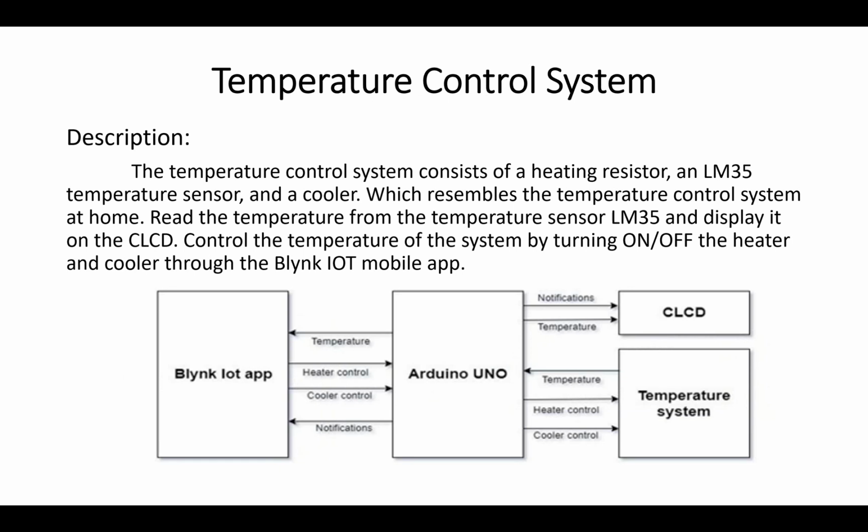Temperature control system. The temperature control system consists of a heating resistor, an LM35 temperature sensor, and a cooler, which resembles the temperature control system at home. It reads the temperature from the LM35 temperature sensor and displays it on the LCD. We control the temperature of the system by turning the heater and the cooler on or off through the Blynk IoT app.